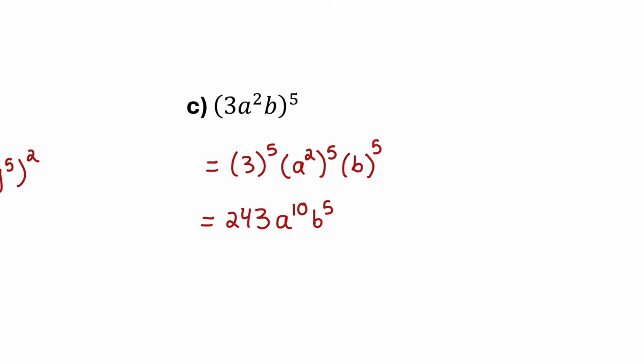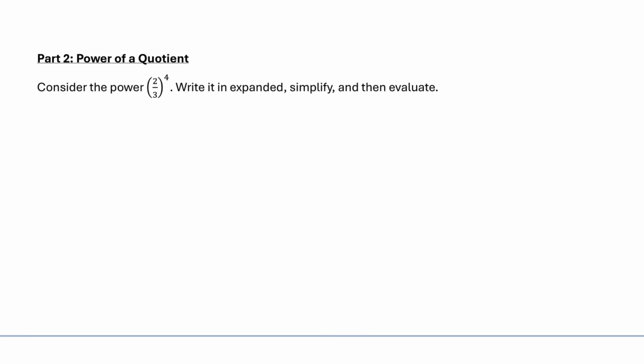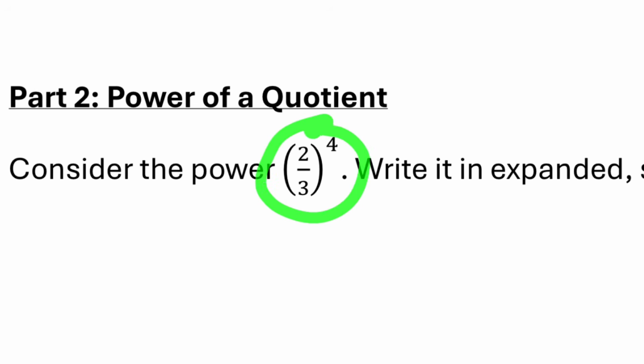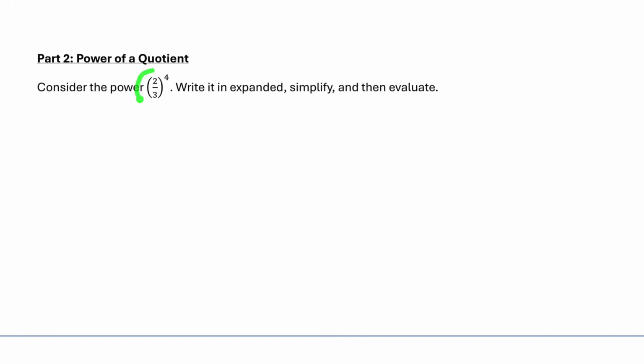And now that you know how to simplify a power of a product, let's move on to part 2 of this lesson, where I teach you how to simplify a power of a quotient. A power of a quotient will usually look like this, where the base of the power is a quotient of two values, in this case 2 divided by 3. To come up with the rule for simplifying a power of a quotient, we're going to take this power of a quotient, write it in expanded form, simplify it, and then evaluate.